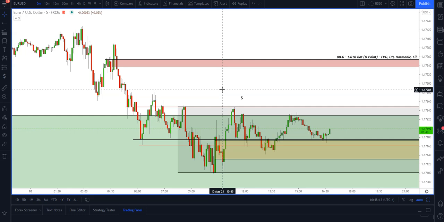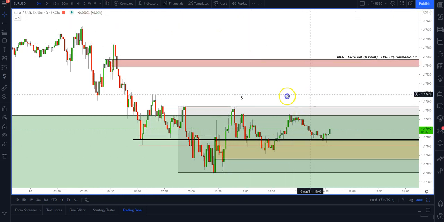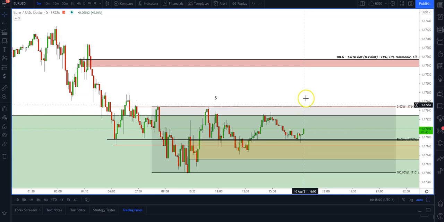So let's see how this plays out. First, we're going to look at this. Let's see how this plays out first, you know what I'm saying? Let's see if this shoots and it actually hits the zone. And when it hits the zone, if we get a reaction coming back down. Yeah, so that's all.